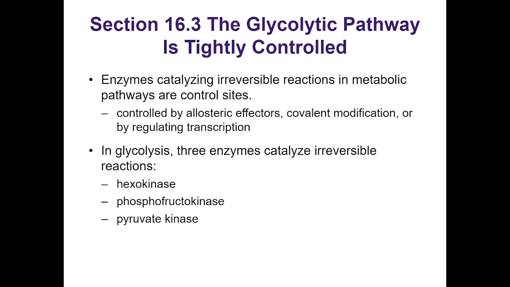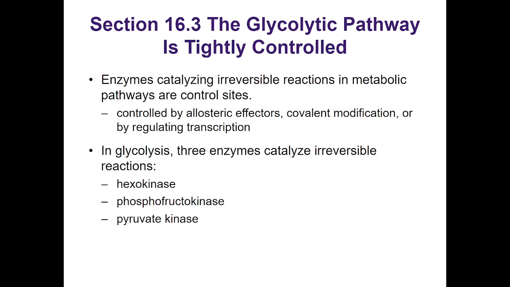The enzymes catalyzing the irreversible reactions in metabolic pathways are control sites. These are controlled by allosteric effectors, covalent modification, or by regulating transcription. You probably were wondering why I taught you that just massive library of terms, right? This is how we control this and that. That's so I could do that. I know, I've referenced almost every chapter within the last 10 slides, haven't I? Yeah, we build up, don't we? And surprisingly, you actually knew what I just said, didn't you? Yeah, pretty good, huh?